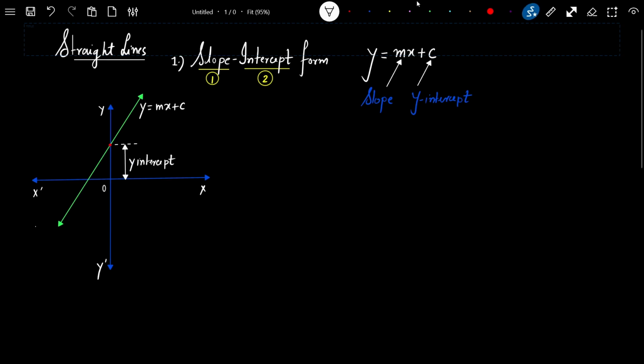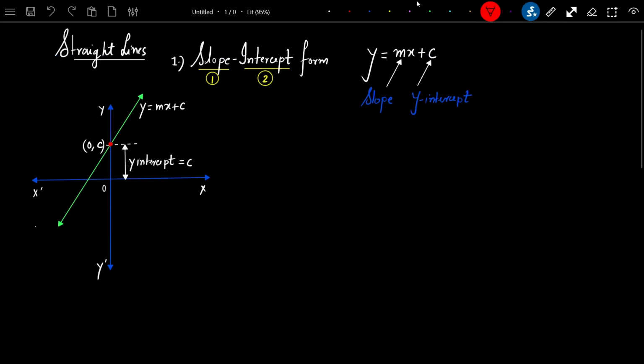Now, how do I quantify this y-intercept? The most interesting thing is that this point on the y-axis is nothing but c. So the length of the y-intercept is c, and the coordinate of this particular point would be (0, c). I hope you understand that. So when you spot any equation which can be reduced to the form y equal to mx plus c, try to find the value of c. Once you find c, you know where this line is going to intersect the y-axis.